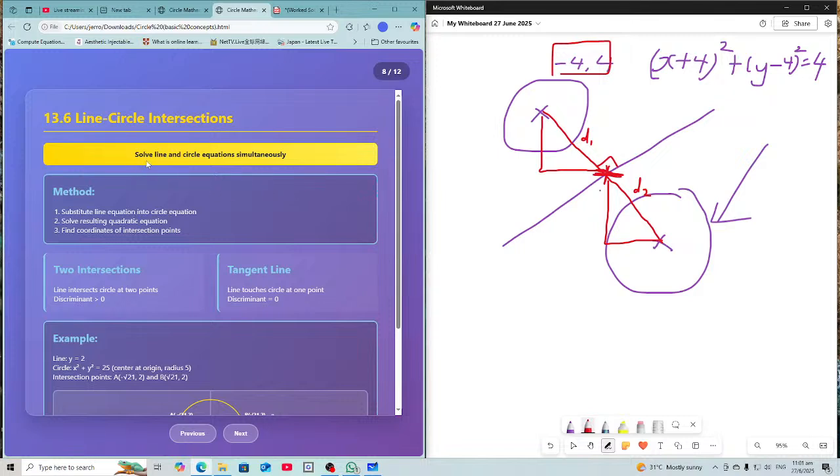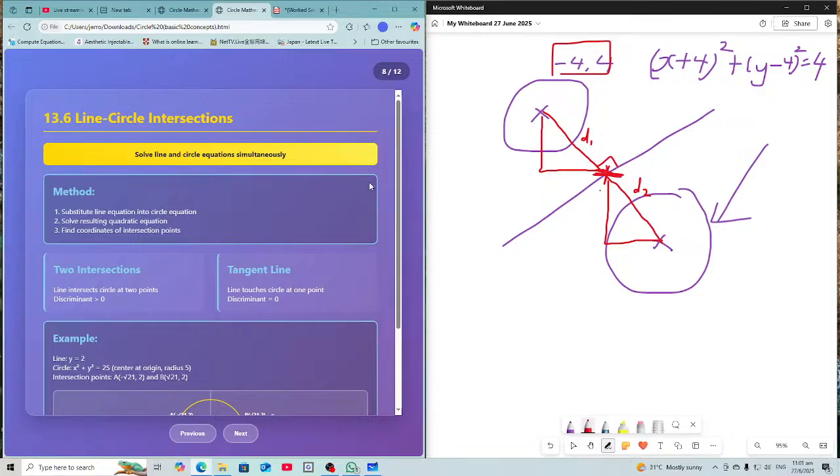For instance, to solve line and circle equations simultaneously, that is assuming that they touch, so either they touch or they cut at 2 points, substitute the line equation into the circle equation. Remember, catch what I say: substitute the line equation into the circle equation, not the circle equation into the line equation, then you die. Don't do that. Then solve the quadratic equation, and the intersection points will be your answer. That's how we do that.